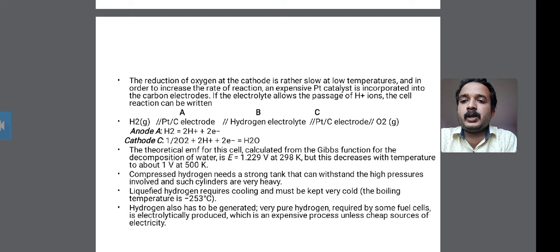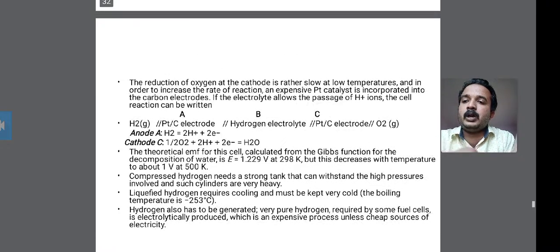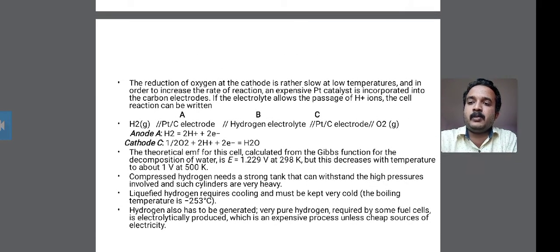If the electrolyte allows the passage of H+ ions, the cell reaction can be written as: anode, platinum carbon electrode, hydrogen, electrolyte, platinum carbon electrode, oxygen O2 gas. At the anode: H2 gives 2H+ plus 2 electrons. At the cathode: 1/2 O2 plus 2H+ plus 2 electrons gives H2O.